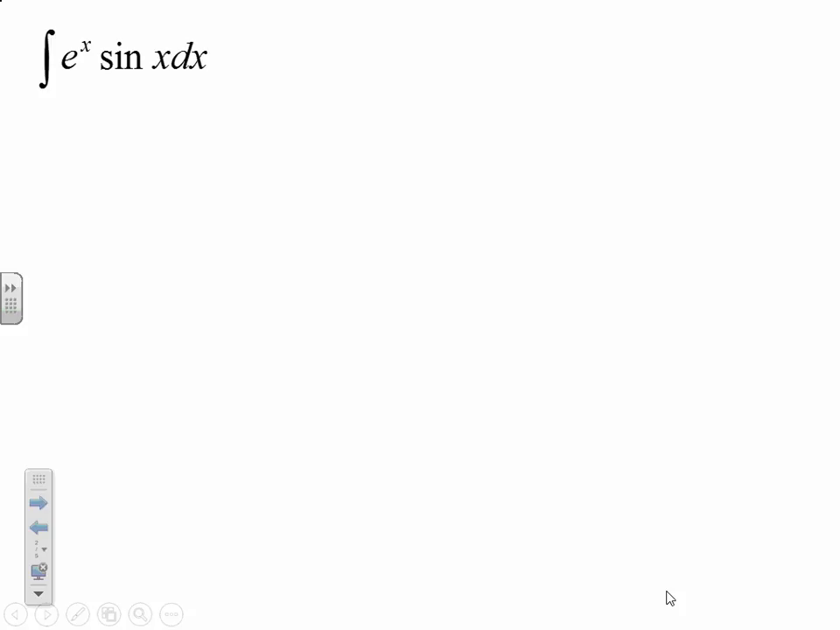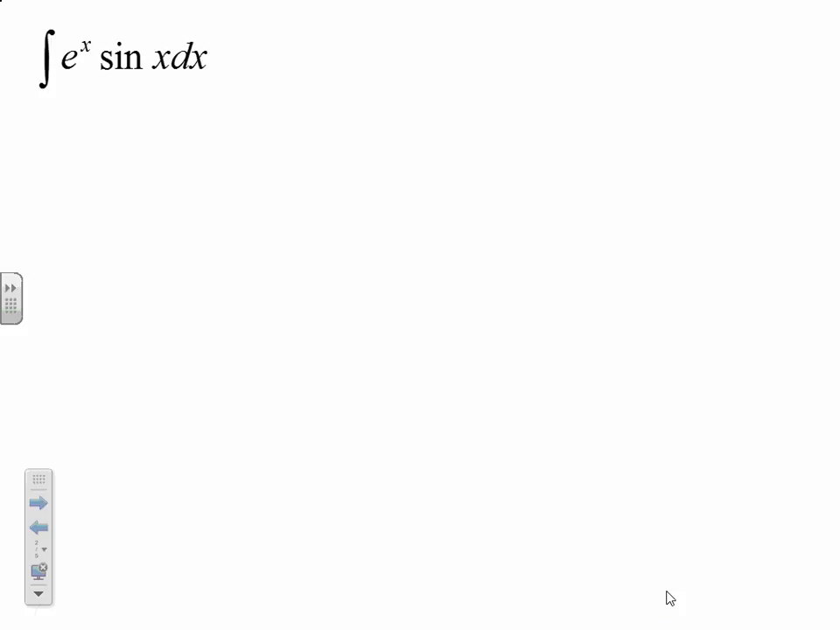Will the chart method work here? Or table method, I guess. I'm sorry, table method. Will the table method work? It won't. We have to have a polynomial because we have to have that D column differentiate to 0. E to the x and sine of x, those both cycle. True. Okay? So we're going to have some sort of system.